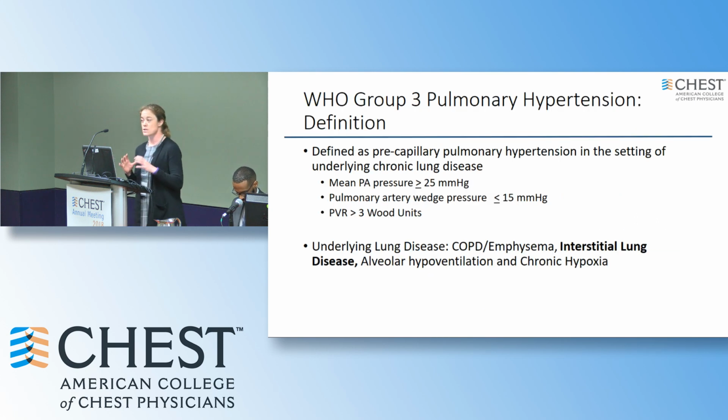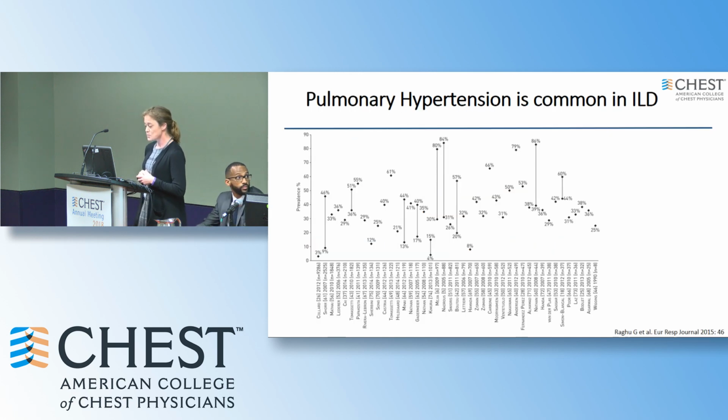So before I go any further, just a quick definition. You'll hear me use the term WHO Group 3 PH, which is World Health Organization Group 3 pulmonary hypertension. It's defined as precapillary pulmonary hypertension, meaning a mean pulmonary artery pressure on cath of 25 or greater, a wedge of 15 or less, and a PVR, pulmonary vascular resistance, of greater than 3, and concomitant lung disease. And this can be COPD, emphysema, alveolar hypoventilation, chronic hypoxemia, and of course, in this talk, we'll be talking about interstitial lung disease.